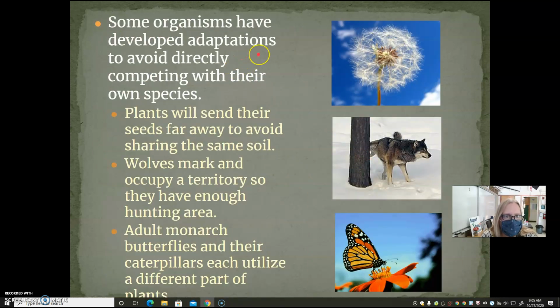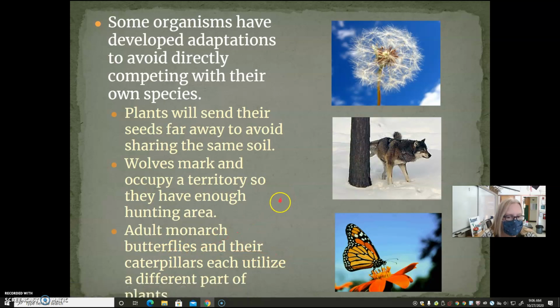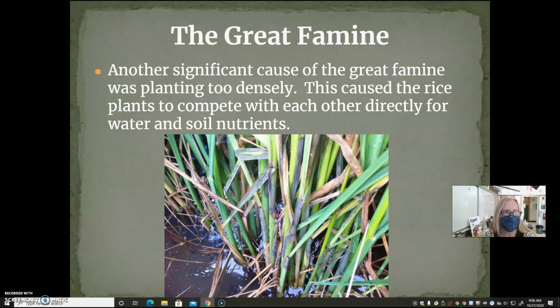Some organisms have developed adaptations to avoid direct competition with their own species, so plants will send their seeds really far away, and that way they're not competing with the same soil. Wolves mark and occupy a territory so they have enough hunting area so that the other wolves can pick up on that and they can move on. Adult monarch butterflies and their caterpillars each utilize a different part of the plant, and milkweed plants are a common plant that the butterflies utilize.